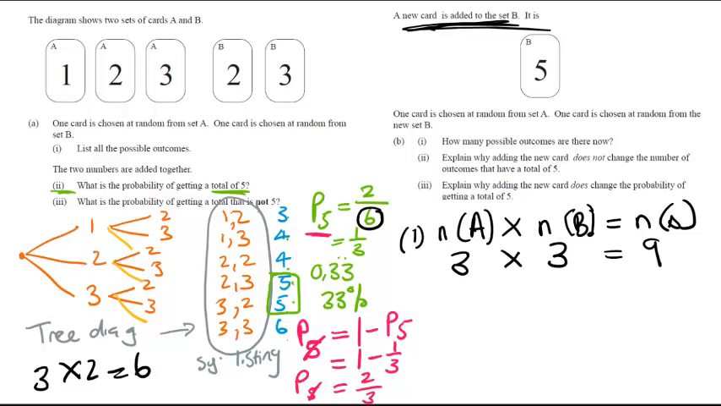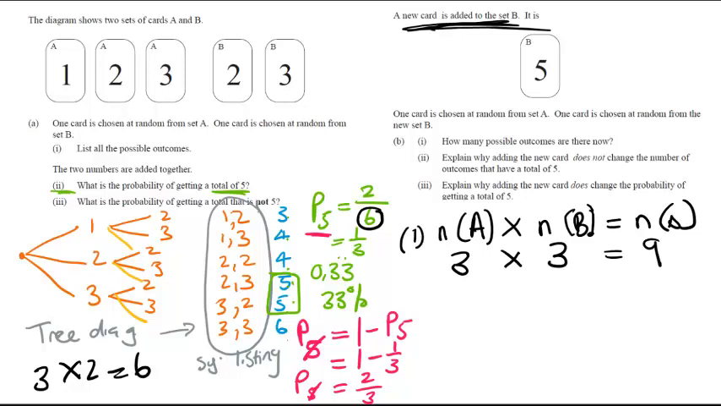Question number 3 says, explain why adding a new card does change the probability of getting a total of 5. Explain why adding a new card does not change the number of outcomes that have a total of 5. Explain why adding a new card does change the probability.